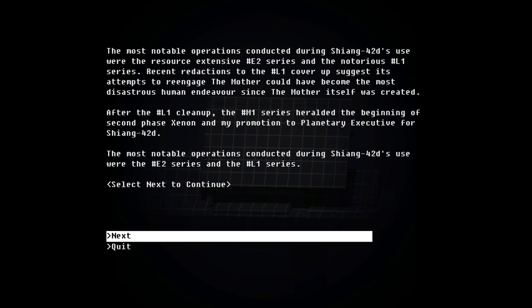Most notable operations conducted during Xiang Ford 2D's use were the extensive use of the E2 series and the notorious L1 series. Recent redactions to the L1 cover-up suggest its attempts to re-engage the Mother could have become the most disastrous human endeavor since the Mother itself was created. After the L1 cleanup, the M1 series heralded the beginning of the second phase of Xenon, and a promotion of planetary executive for Xiang Ford 2D.